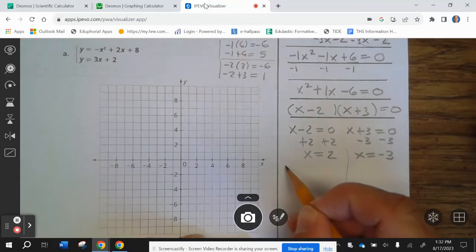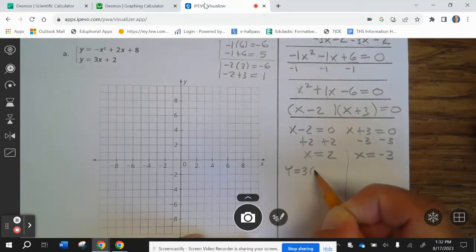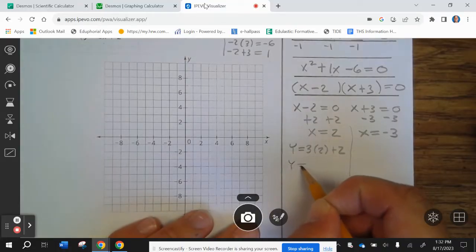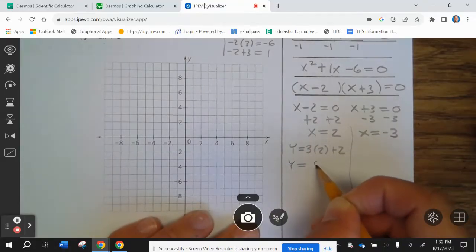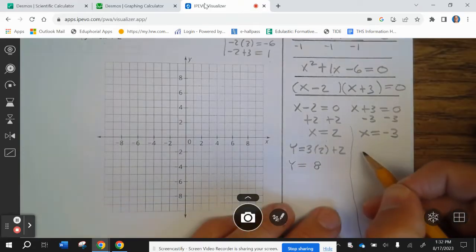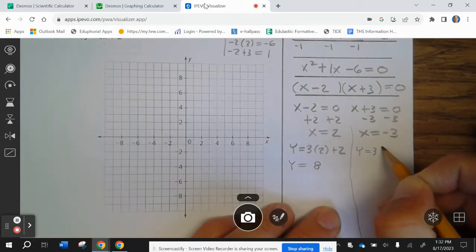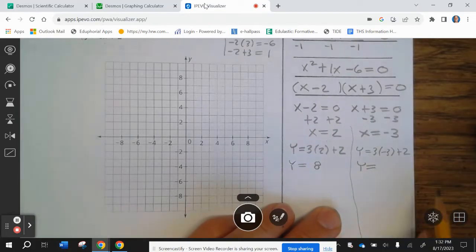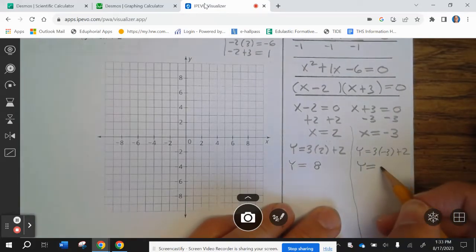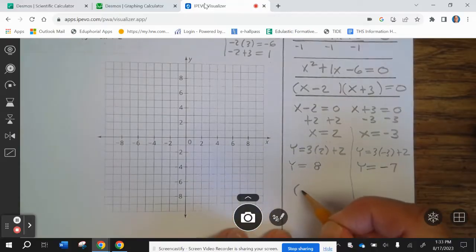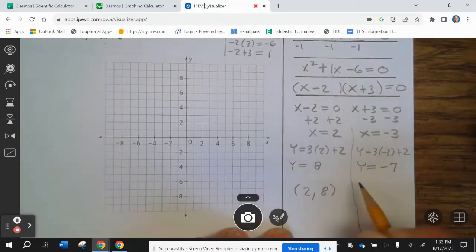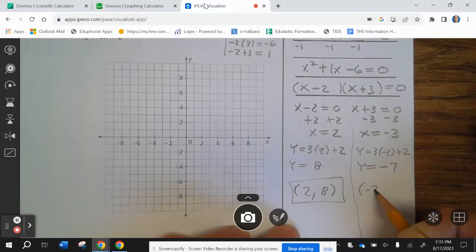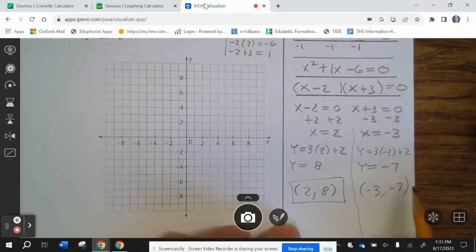So when x is 2, we have y equals 3 times 2 plus 2. Well, that is y equals 6 plus 2, which is 8. And then y equals 3 times negative 3 plus 2. So y equals negative 9 plus 2, which is negative 7. So our solutions are 2, 8, and negative 3, negative 7.